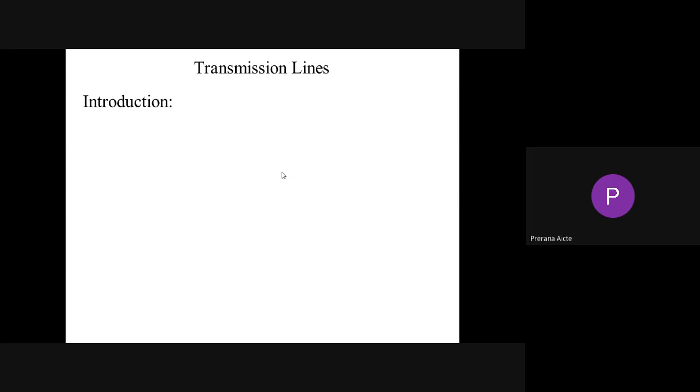So, today's topic is transmission line. In that one, what is the definition of transmission lines and what are the characteristics of transmission lines? That we will see in this topic.